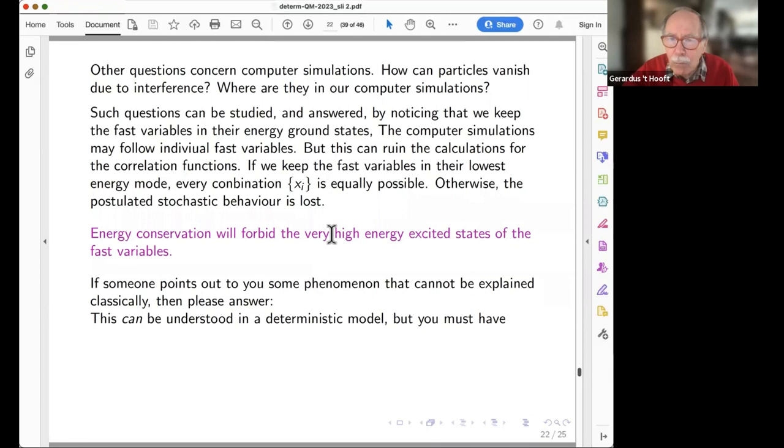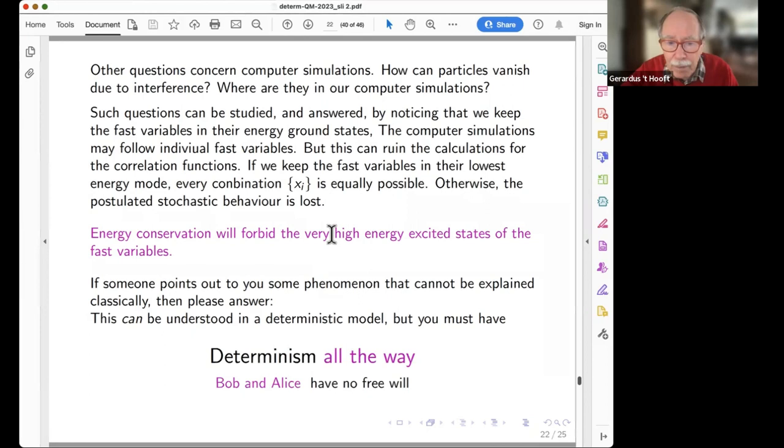But I'm still not ready with my talk. There still is a problem. So yes, I said you must have determinism all the way, saying that from day one onwards, this universe was in a deterministic state. It will stay in that state forever. But as soon as Bob and Alice are choosing a superposition, they are deviating from this picture. They're making a mistake. That is the bottom line. You have a question?